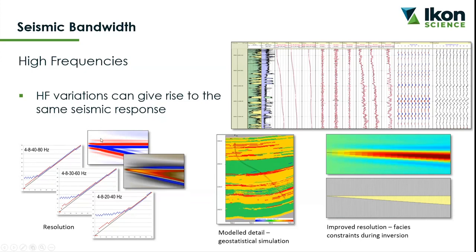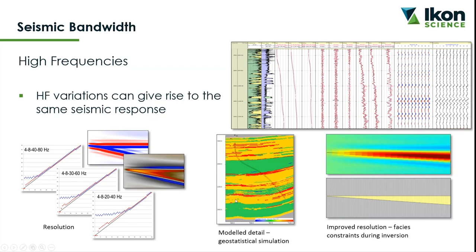In terms of resolution, of course, we can model this using our trusty tuning wedge, and we can apply phase rotation to get to quadrature, or we can calculate quadrature phase and look at the relative impedance version of the reflectivity model. And of course, as we decrease the upper frequencies, we will see that our ability to resolve layers directly from the amplitude data will diminish. And there are numerous papers out there on that particular process.